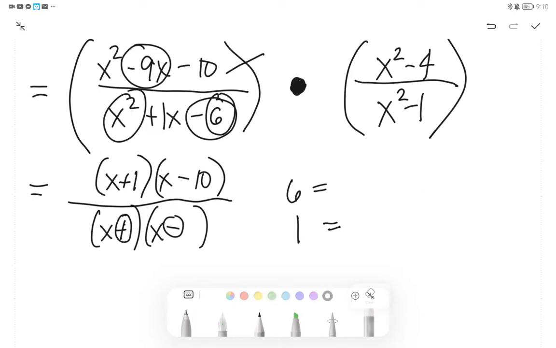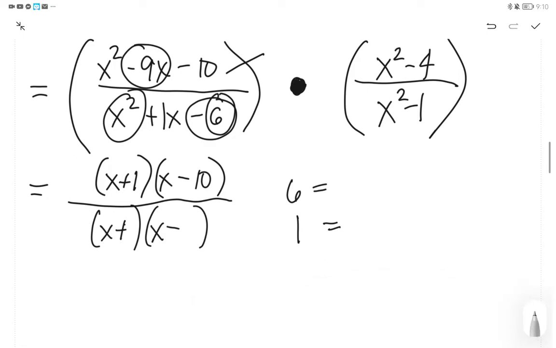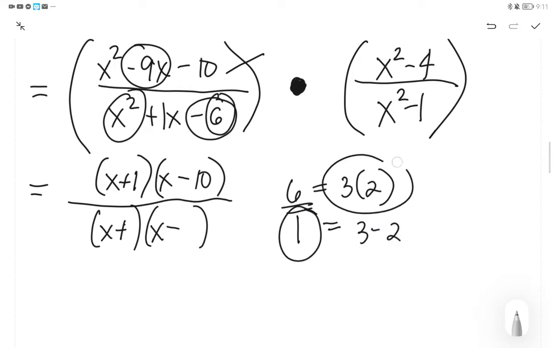Now let's continue. Let's look for the factors of 6. We have here 3 times 2, that is 6. 3 minus 2, that is also 1. So therefore, our factors are 3 and 2. Now, notice that the middle term is positive. So, whichever is the bigger factor will be the positive one. In our case, 3 is the bigger one. Okay, 3 is positive, then 2 is negative.